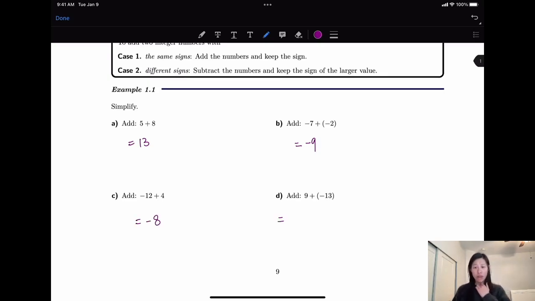Similarly in here, we have 9 and 13. Again, we want to subtract the numbers. We use the bigger one and subtract the smaller one. The bigger one would be 13, and then we subtract 9, we get 4, and then we keep the sign of the larger value, which is negative 4.